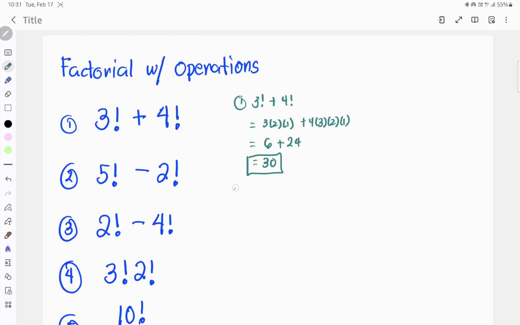Now, working on number 2, since there is subtraction, let's have 5 factorial minus 2 factorial. 5 factorial means 5 times 4 times 3 times 2 times 1 minus 2 times 1. So, 20 times 3 will be 60, times 2, 120, minus 2. So, the answer is 118.